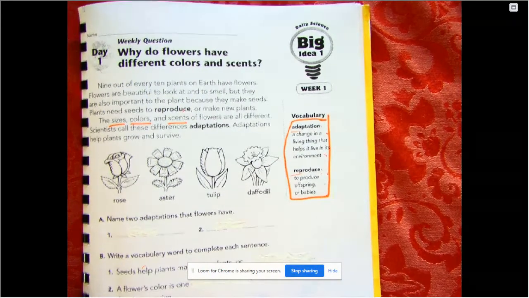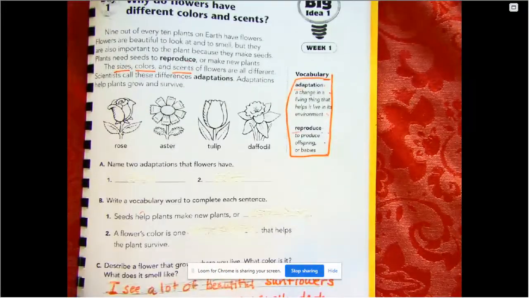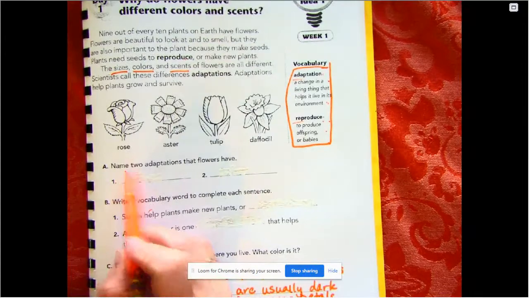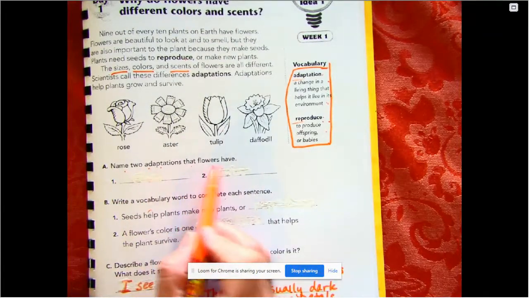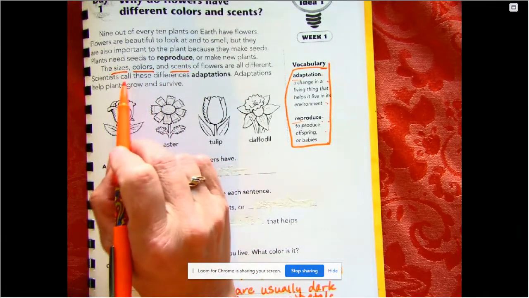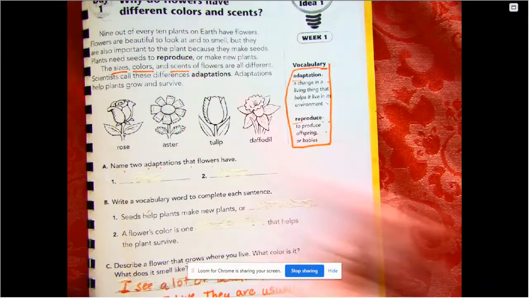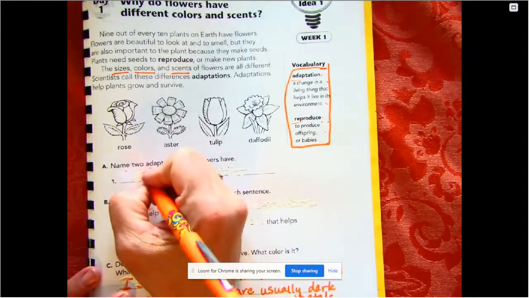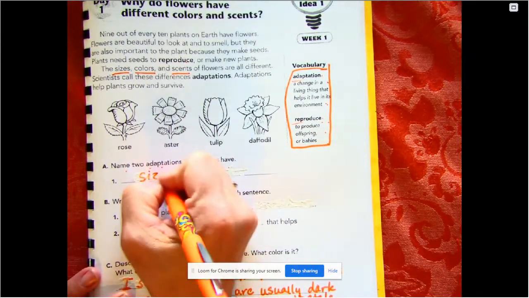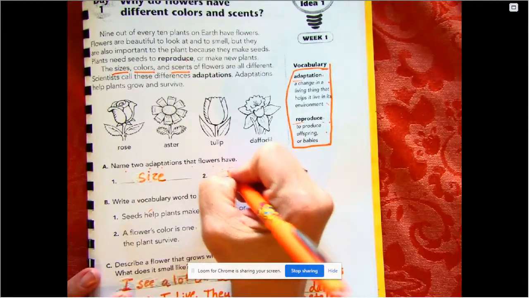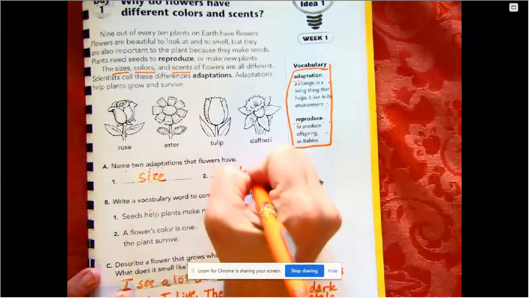All right. Under the letter A section, it says name 2 adaptations that flowers have. And we have them right up here. It lists 3 of them, so you can just pick 2. I'll pick size and color.